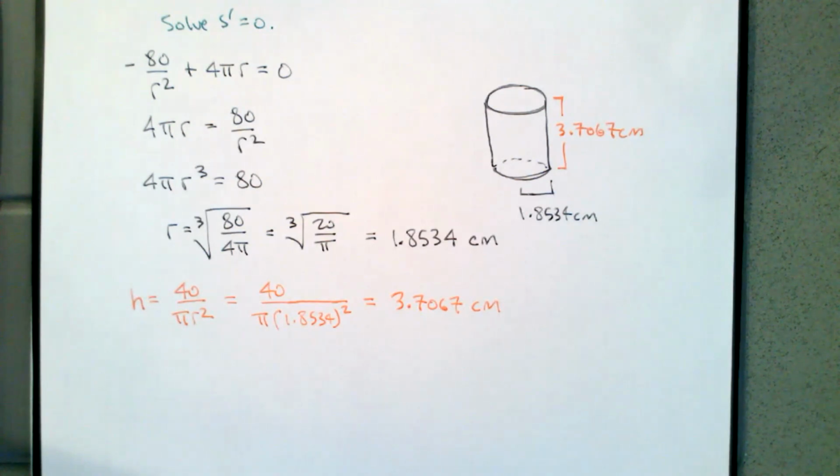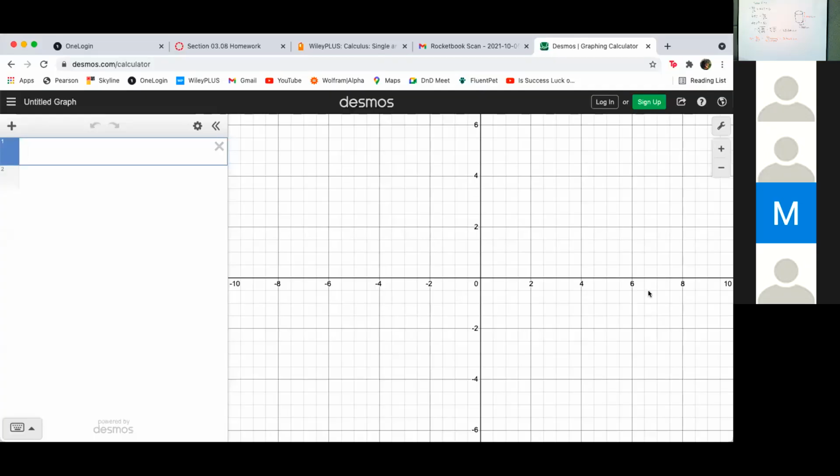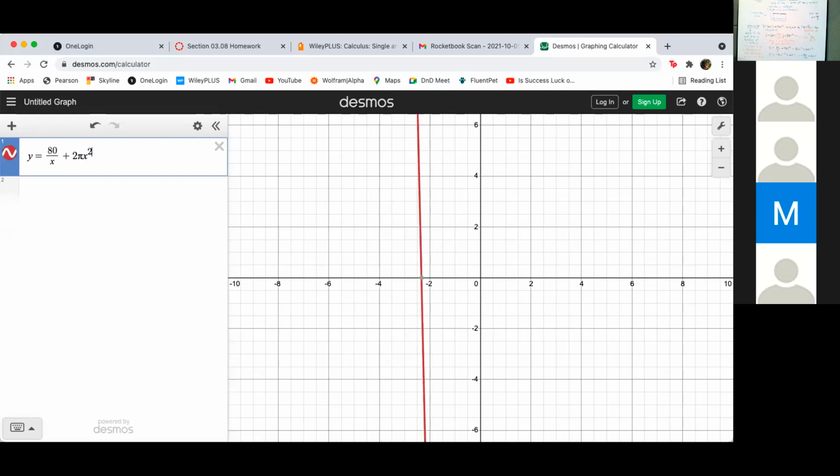If we're going to look at the graph, then we shouldn't bother taking the derivative because we'll just look at the graph. So let's go to our graphing calculator and check things out just to clarify. So let's share screen for Desmos. And our function is going to be, let's see, we had 80 over r plus 2 pi r squared. So I'll have 80 over r plus 2 pi r squared.